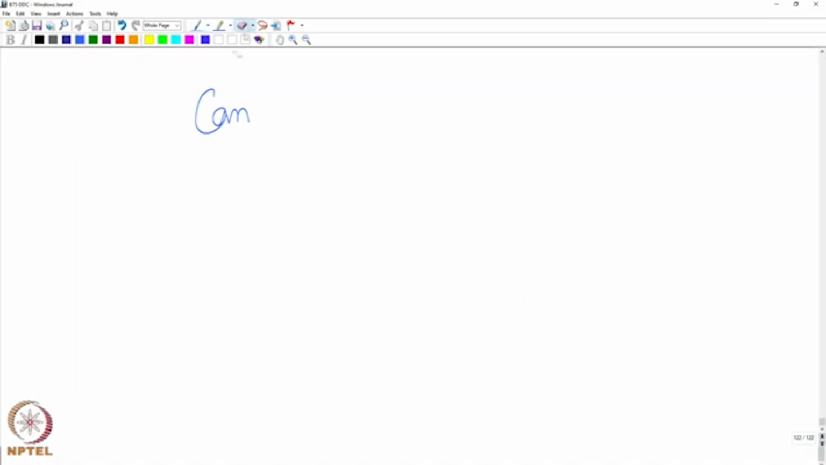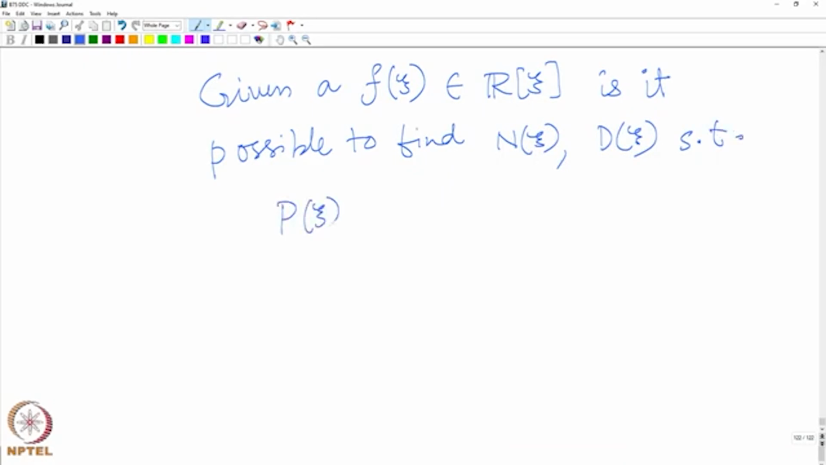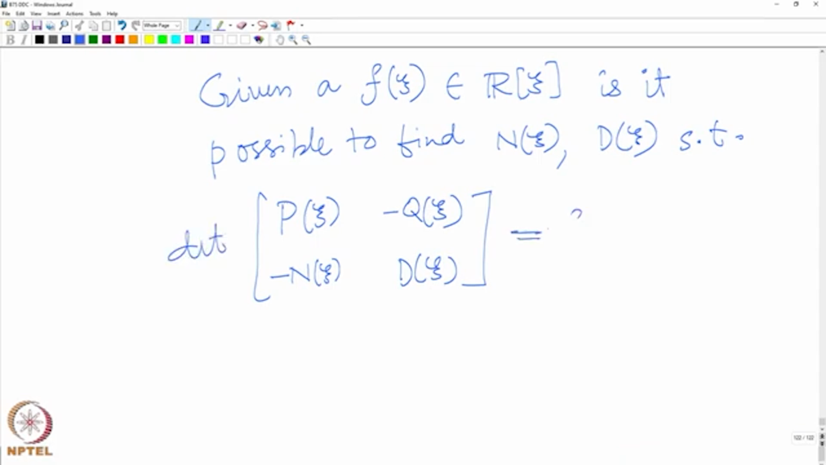So, here the question is even broader. Given a polynomial f(ξ), is it possible to find N(ξ), D(ξ) polynomial matrices of proper sizes such that, notice, P(ξ) minus Q(ξ), I did put a minus, that does not really matter, D(ξ), the determinant of this is exactly equal to f(ξ).